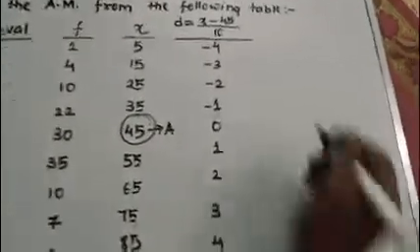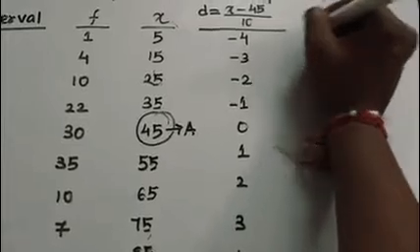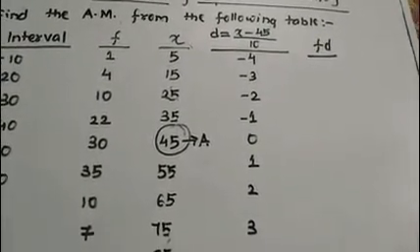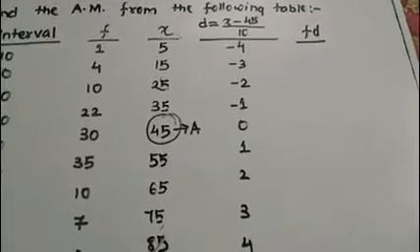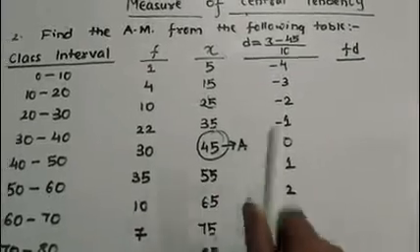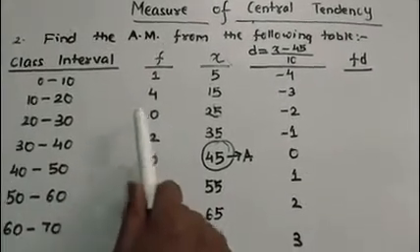Now next we have to find fd. This alternative method is known as the step deviation method. So now we have to find f into d. Very simple, just multiply f into d. Be careful when you are multiplying f into d.